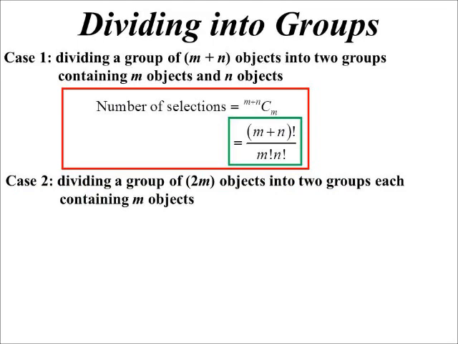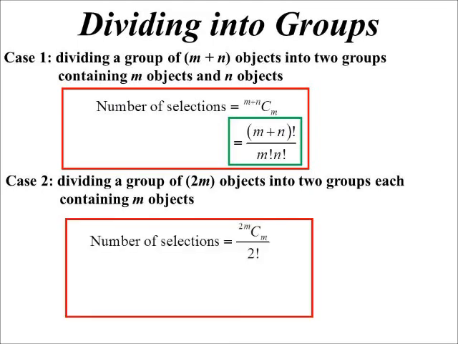But of course, if the groups are the same size, then it's a little bit different. So we're going to divide a group of 2m objects into two groups, but both of these groups have m objects. We still go 2m C m, but we divide it by 2 factorial. And here's the reason why.